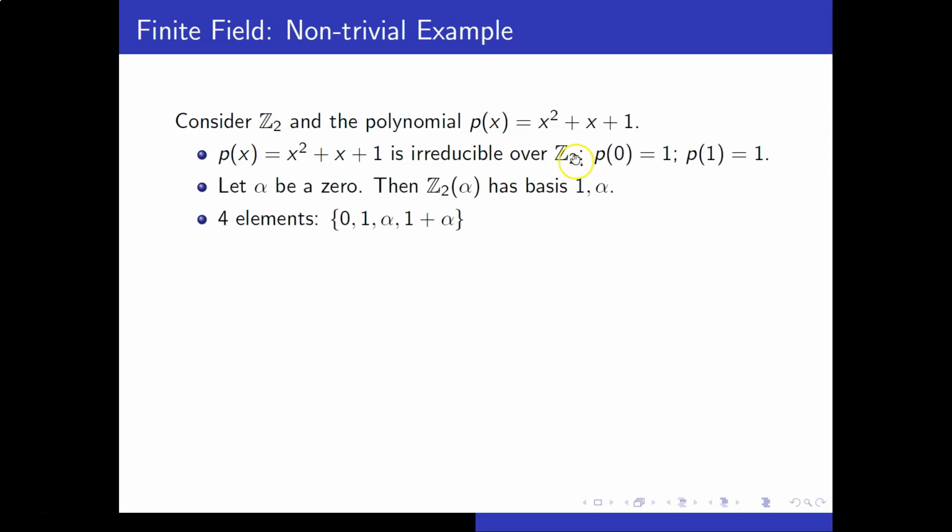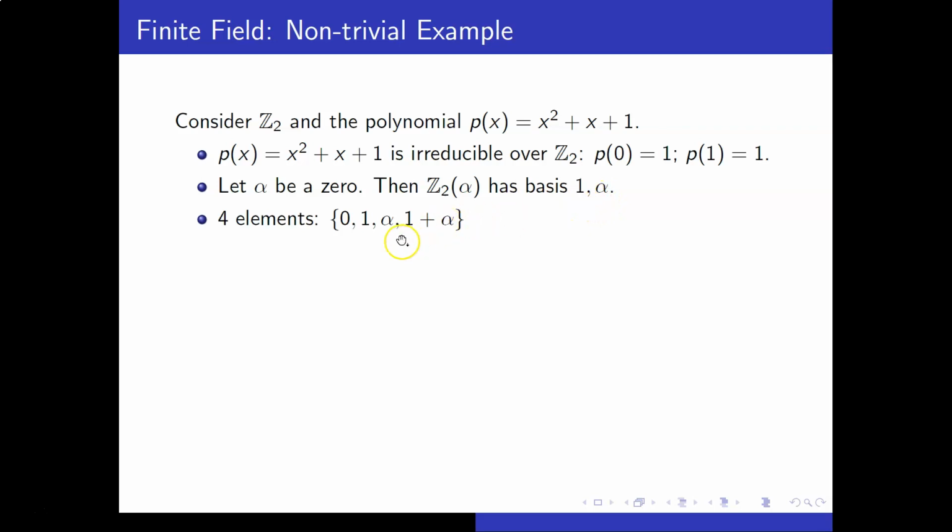Okay. Then the Kronecker extension theorem tells me I can find a zero out there. We'll call it alpha. When I take Z2 adjoined alpha, a basis can be made using the powers of alpha, starting with alpha to the 0 up to 1 less than the degree of the irreducible polynomial. The degree of the polynomial is 2, so I'm going to have alpha to the 0 and alpha to the 1 as my basis.